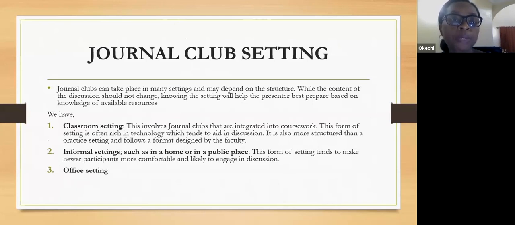Okay, journal club setting. There are different settings. It can take place in many settings. Like we have the classroom setting where you have students who could be presenting a journal or a literature to a group of people. Then we have informal settings such as in a home or in a public place. That one, it needs to be a very comfortable place for people to relax and listen to what is being talked about. Then we have the office setting. It depends on what is convenient for those who are involved. Next slide, please.